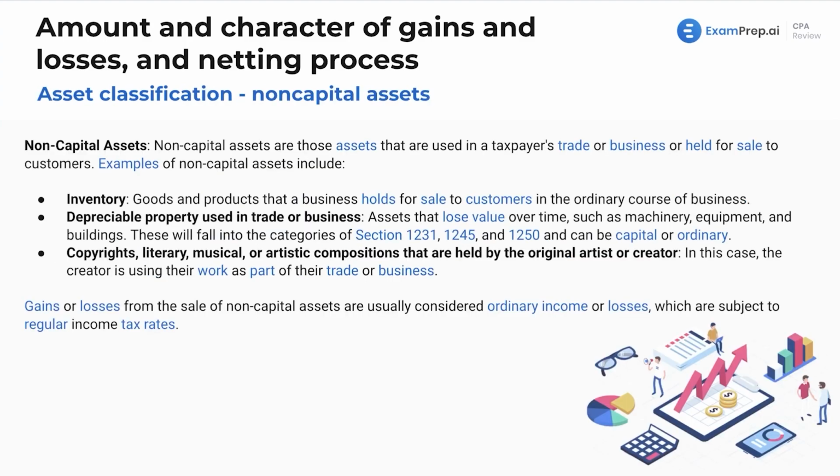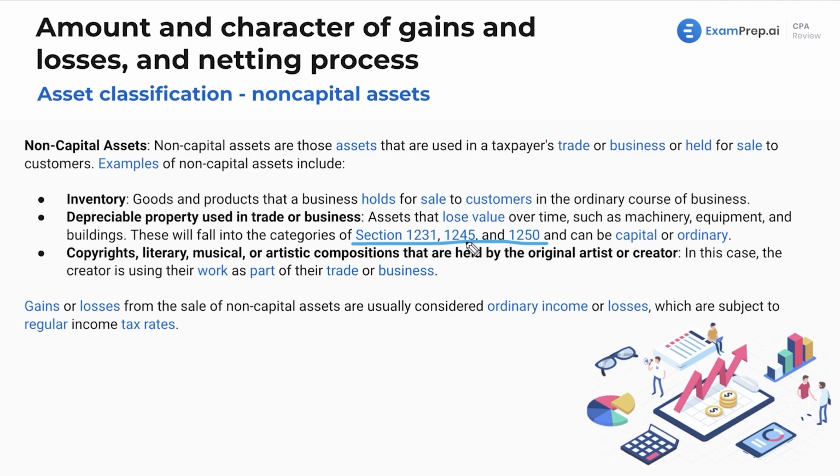All right, now we got non-capital assets. Non-capital assets are those assets that are used in a taxpayer's trade or business or held for sale to customers, such as inventory. Examples of non-capital assets include inventory, so anything that the business holds for sale to customers in the ordinary course of business. Depreciable property used in trade or business, assets that lose value over time, such as machinery, equipment, and buildings. These fall into these categories, and if you know these, you know that there's something special. There's definitely a lot of tricks and items here. These are very difficult. These are classifications of types of assets.